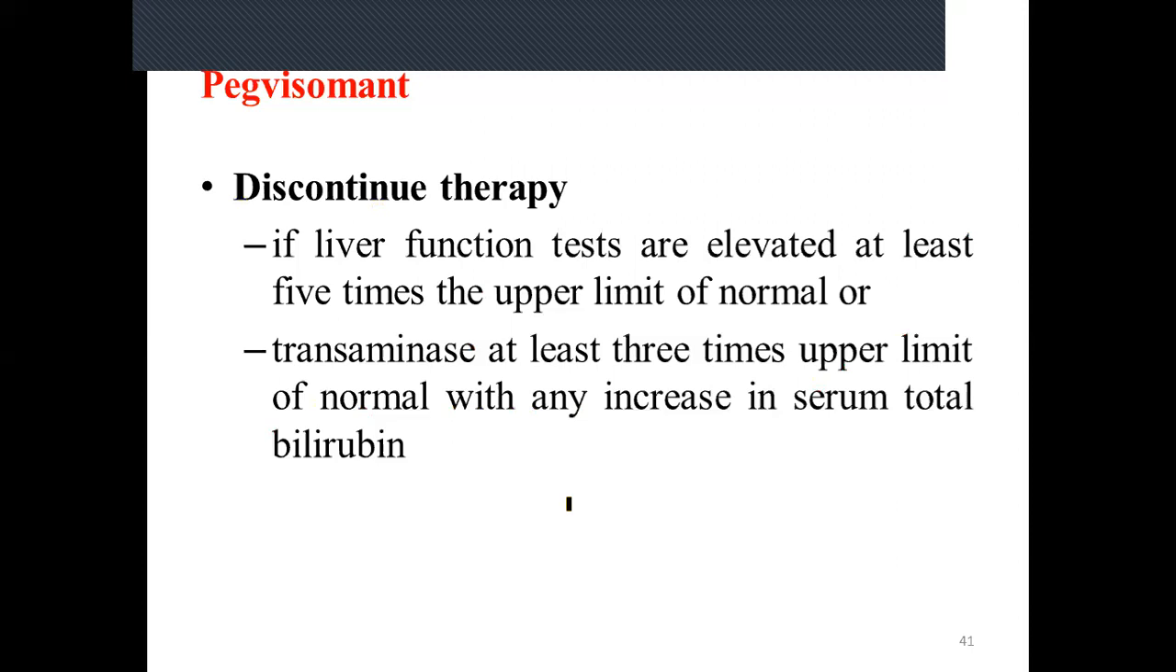But the major problem with this class of drugs is that the risk of liver toxicity is very, very high. So that is why we need to discontinue if the liver function tests like ALT and AST are 5 times above the upper limit. Or if the transaminase level is at least 3 times the upper limit, then maybe we need to continue.